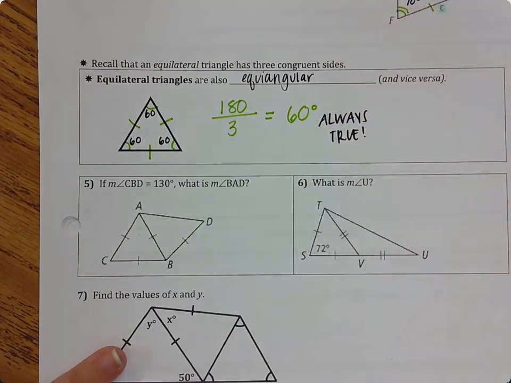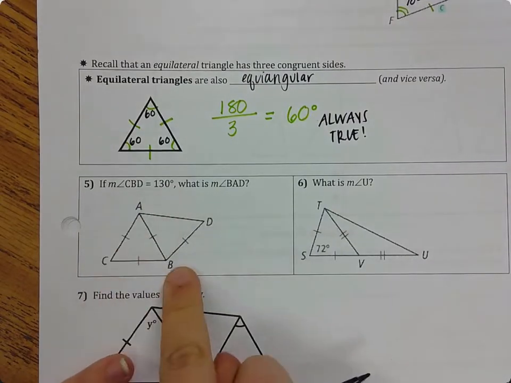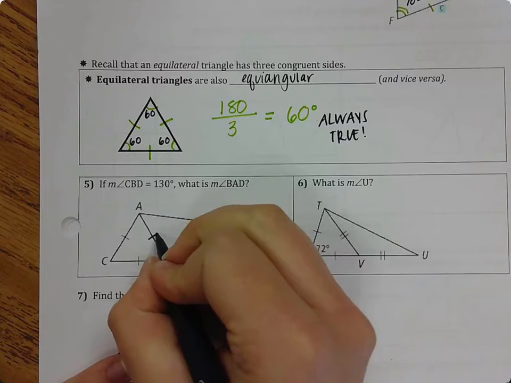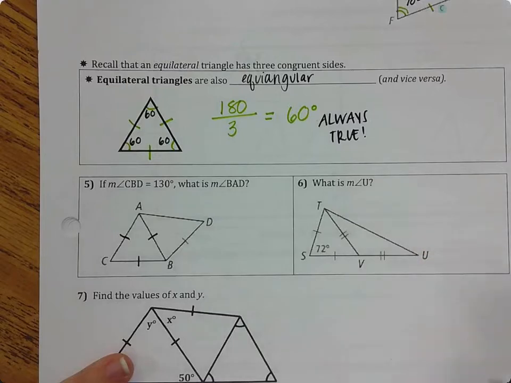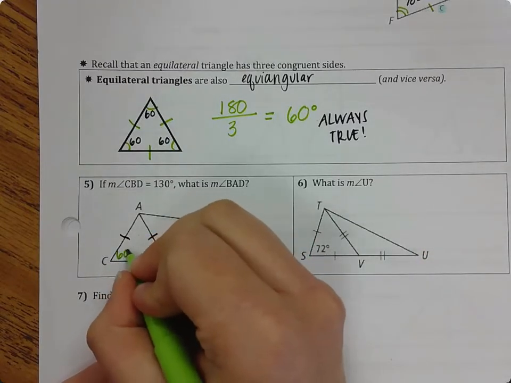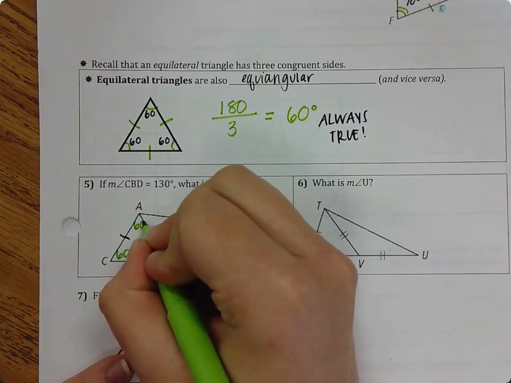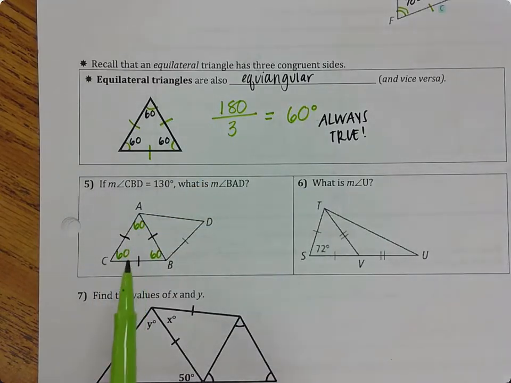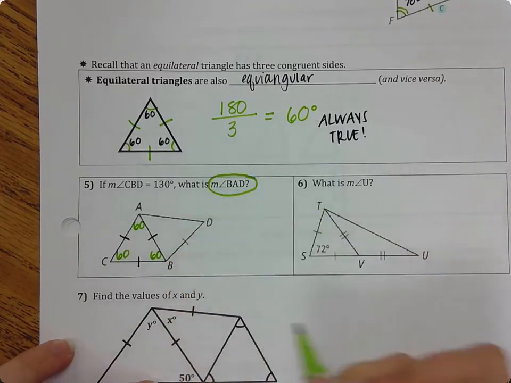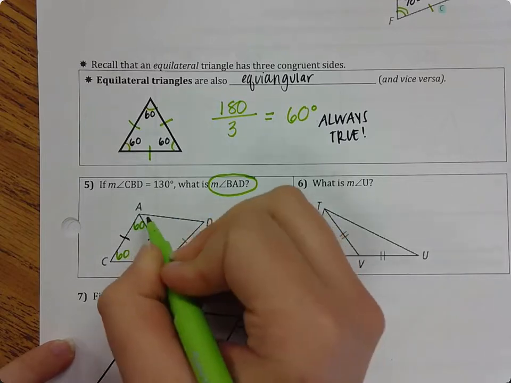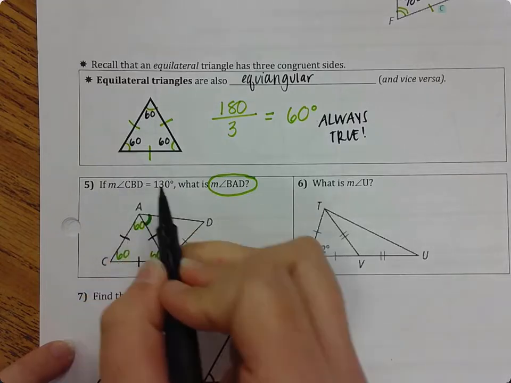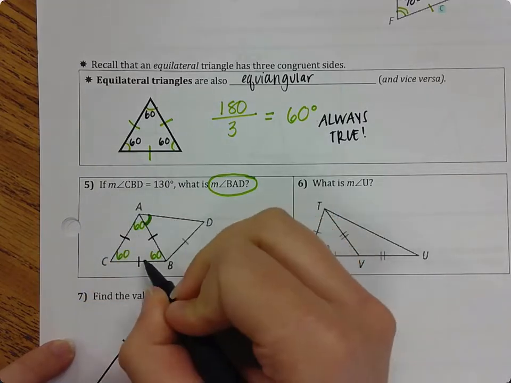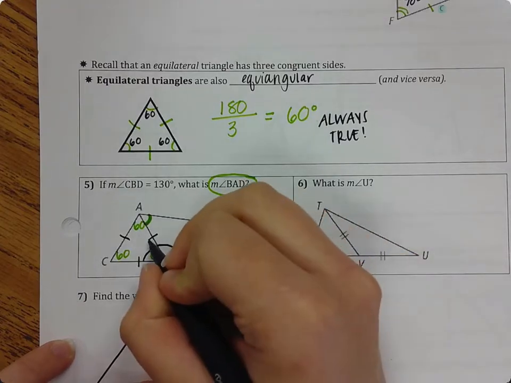So if we look at something like example number 5, we have A, B, and C is marked as an equilateral triangle. I also know it's equiangular. So this angle is 60, this angle is 60, and this angle is 60. And that's helpful because now I can use that information to help me solve for the measure of BAD. We're trying to find BAD, this guy right here. We are given that CBD, from C to B to D, this whole measure right here is 130.